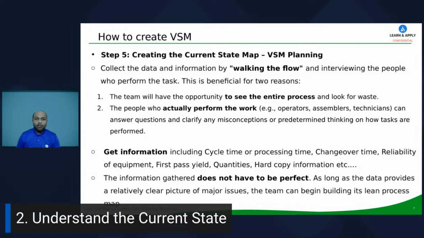Get the information including cycle times or processing time, changeover time, reliability of the equipment, first pass yield, quantities, hard copy information, etc. that is available. Now the question that may come to your mind when you collect this data is that the data might not be 100% correct, but that's absolutely fine. Even if the data has 90% accuracy, you can collect it. We can verify the facts later, but just note down all the data that you are getting as it is, right? That is the current state.